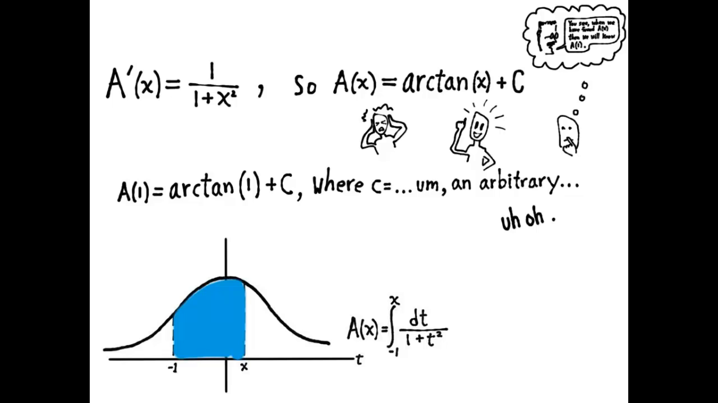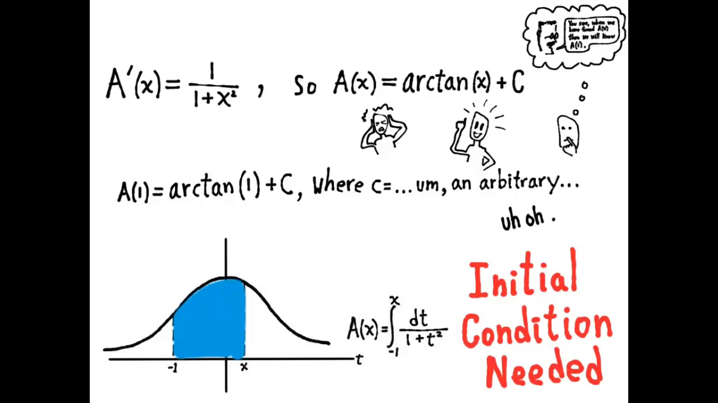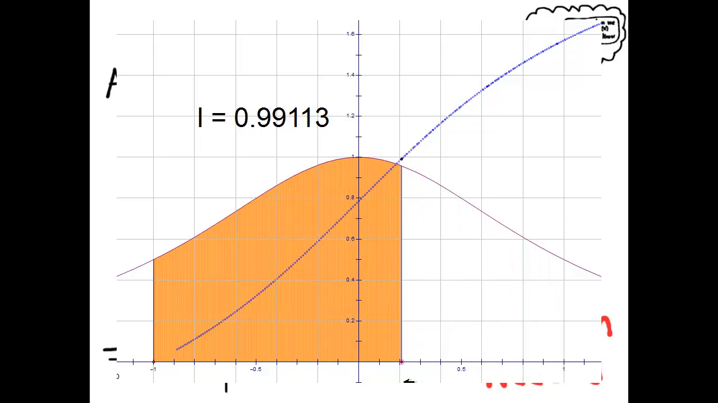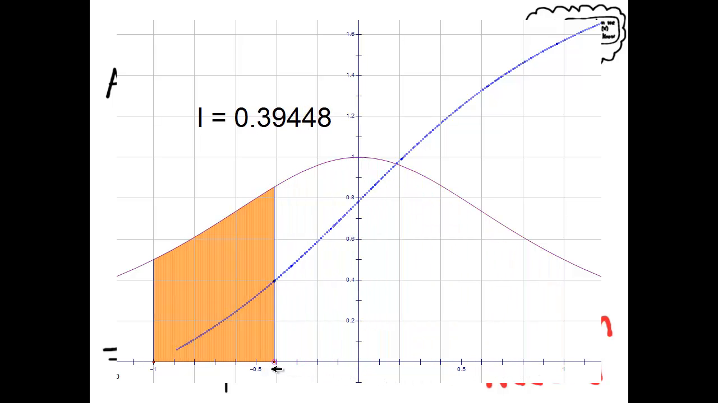So having the derivative A prime of x has not helped us find the value of A of 1 at all. What we need to do is pin down the value of that arbitrary constant, and in order to pin down the value of an arbitrary constant, we need an initial condition. We need one data point. All right, we don't know the value of A of 1, but do we know A of something else? Is there any other value of x where we know the value of A? Think back to this picture. Is there any value of x where we know the value of A?